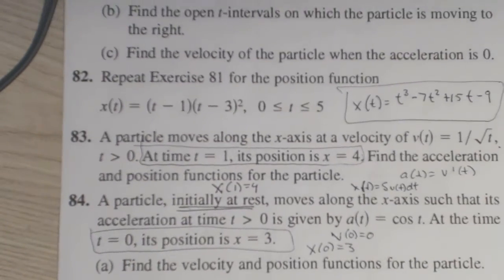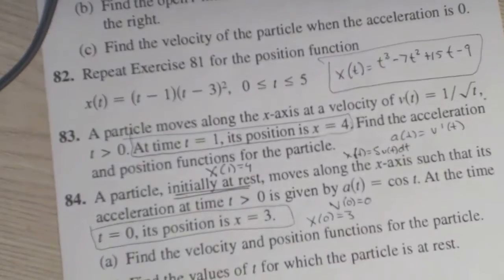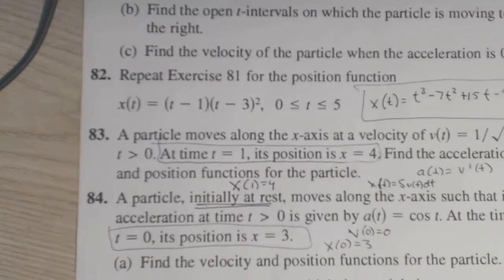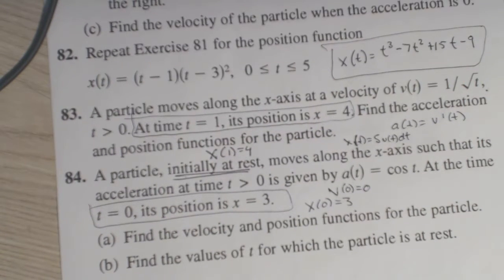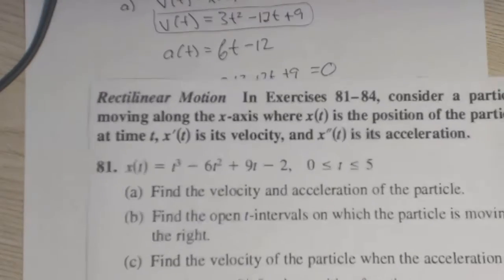Okay, so that's rectilinear motion. It's just position, velocity, acceleration, but instead of moving up and down with free fall, you're moving right and left along the line. Okay, good luck on that.